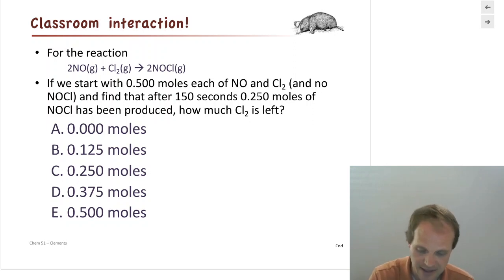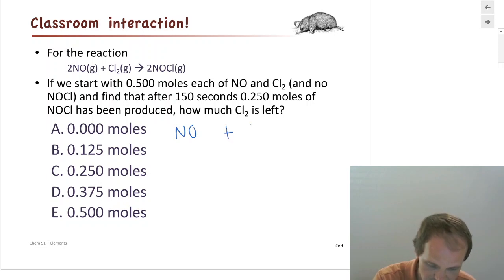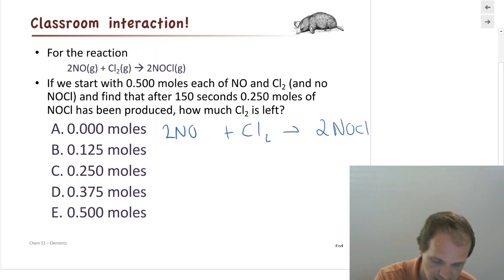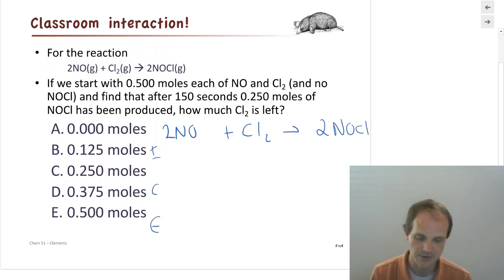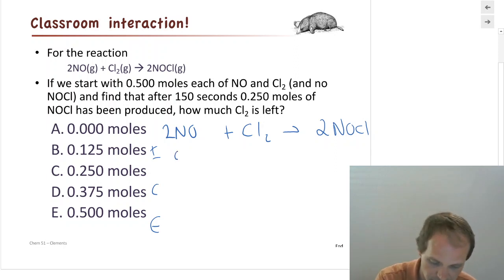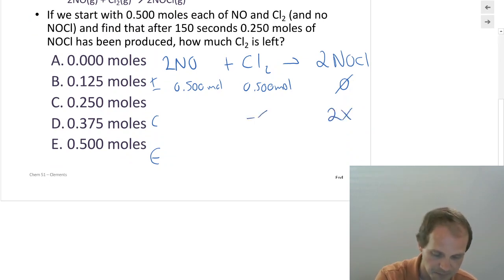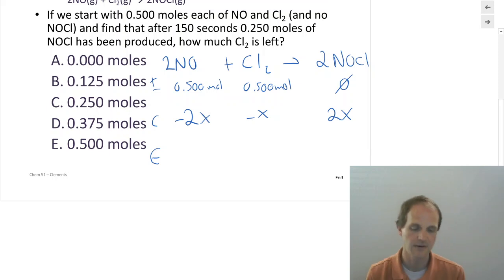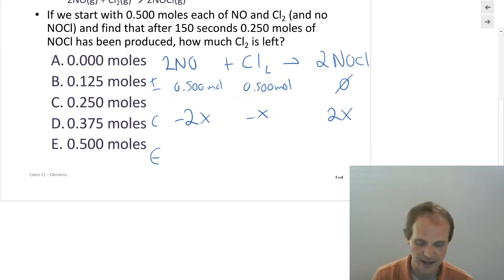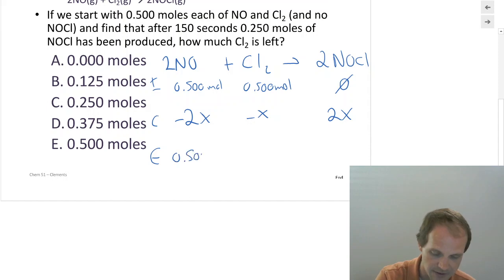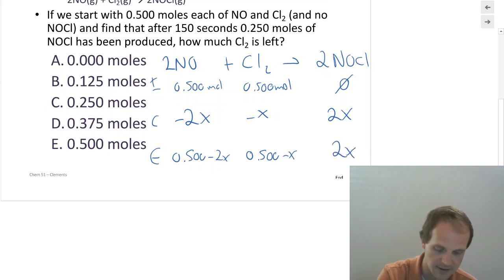Right? Let's do it as an ice table. So we're going to do NO. We're going to do Cl2, and it goes to 2NOCl. We're going to go ahead and do an ice table just for practice. So we start with 0.500 moles, 0.500 moles, and none of that. We know as it reacts, we're going to use that x as a base with our coefficients in front. We know we're using up the stuff here, right, because the reaction can only go to the right because there's no products to react. And so we add those up, 0.500 minus 2x, 0.500 minus x, and 2x.